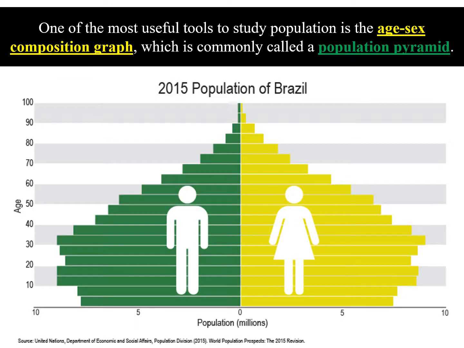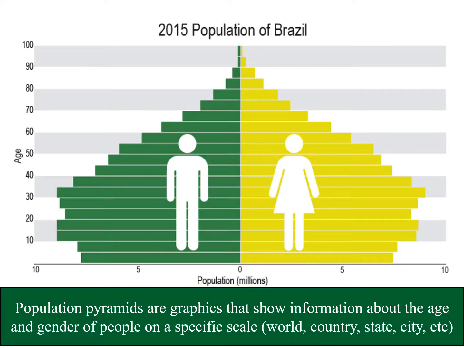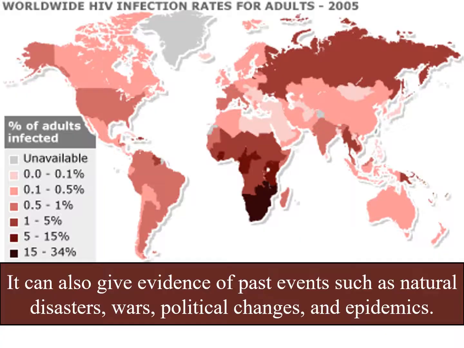One of the most useful tools to study population is the age-sex composition graph, which is commonly called a population pyramid. Population pyramids are graphics that show information about the age and gender of people on a specific scale. It can also give evidence of past events such as natural disasters, wars, political changes, and epidemics.